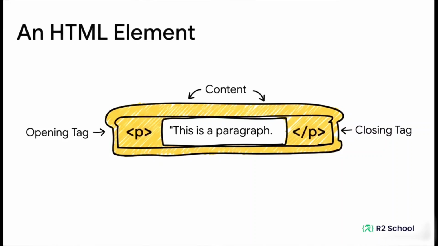First, you've got an opening tag, like this P, which basically says, hey, a paragraph is starting right here. Then you have the actual content, the words. And finally, you have a closing tag, which looks almost the same but has that /P. That just says, okay, the paragraph ends here.